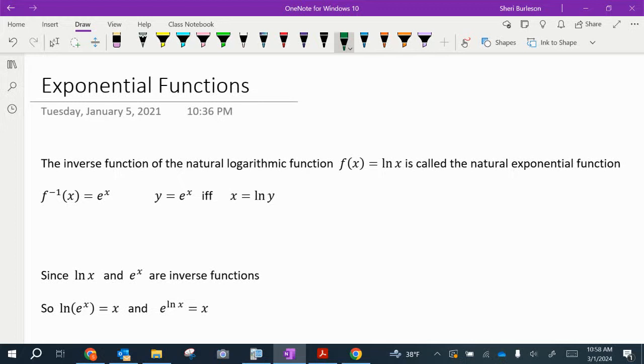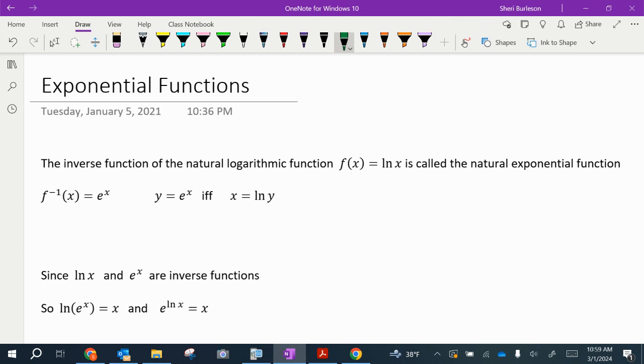So since we've looked at logarithmic functions, now let's look at its inverse. We're going to look at exponential functions. And today what we're going to look at is only exponential functions, e to the x, not any bases other than the natural base. So the inverse function of e to the x is the natural log.